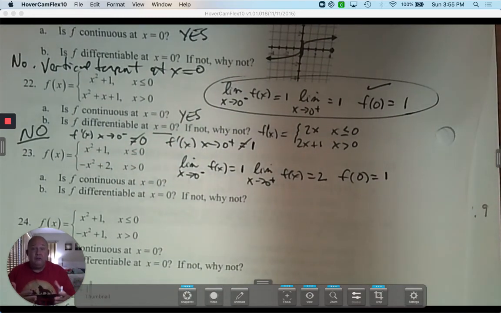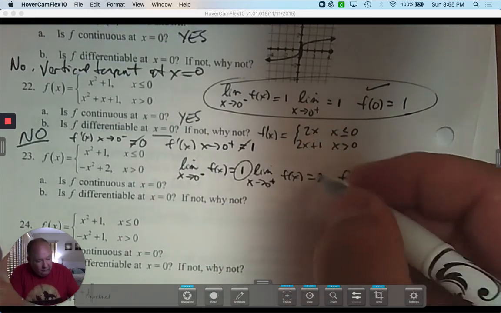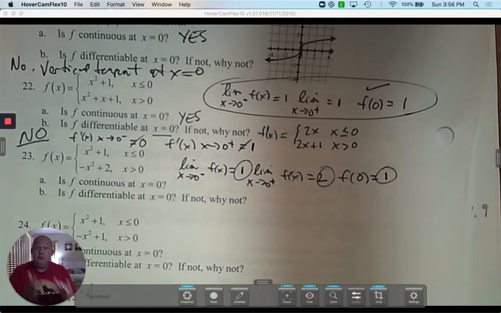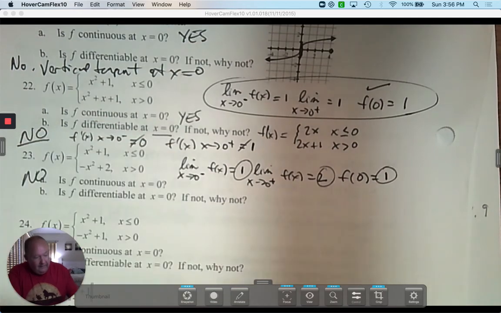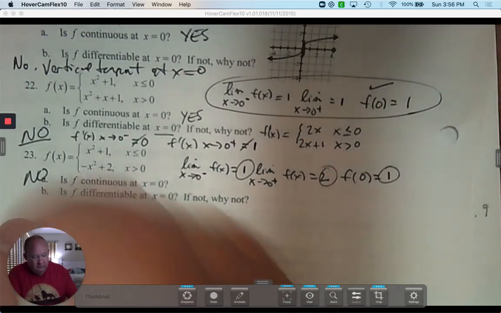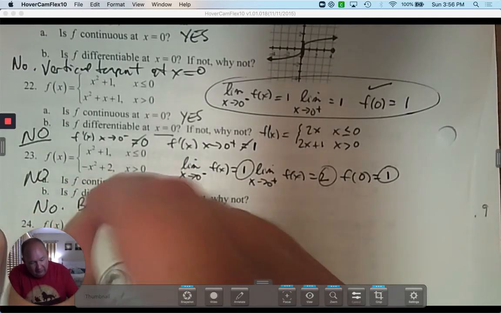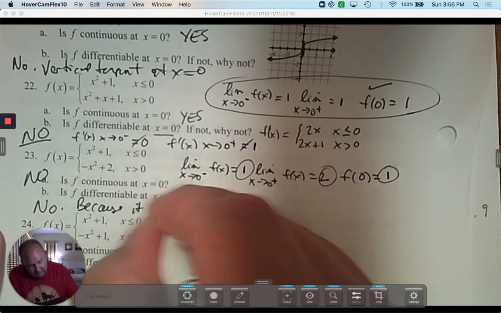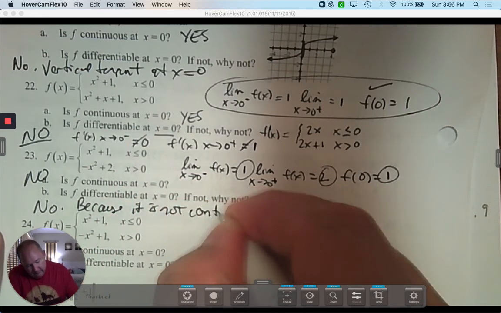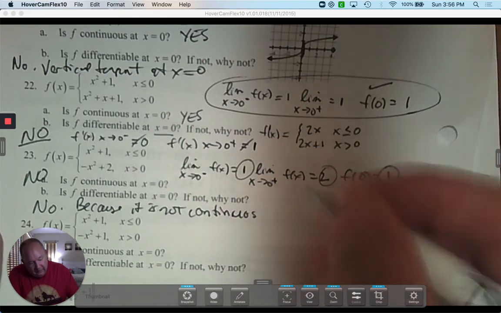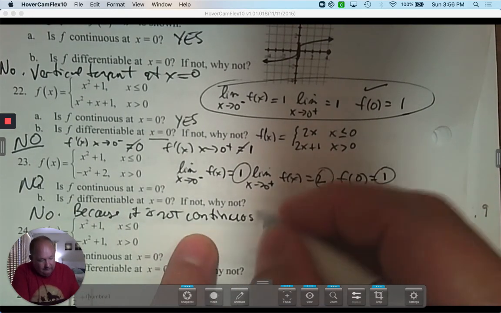So the question is, is it continuous? Do these three numbers match? And the answer is no. So, and then the question is, is it differentiable at 0? And again, the answer is no, because it is not continuous. If there is no continuity, you cannot take the derivative at that x value.